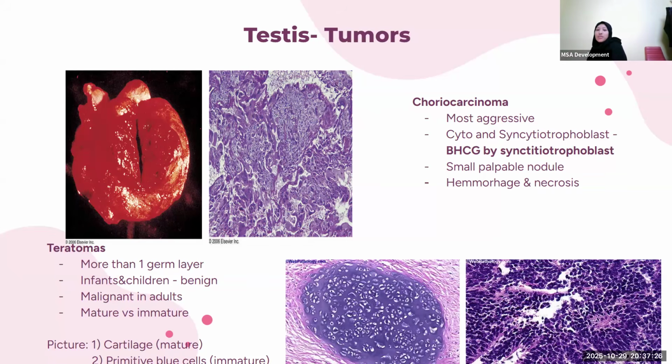So it can have something from the epiblast, if you remember from embryology. Okay, so it's benign in children, but it's malignant in adults. Know the difference between mature and immature. You can clearly see the difference here.